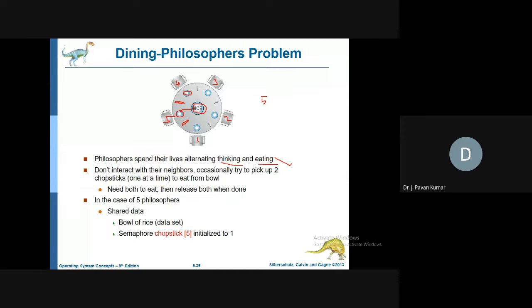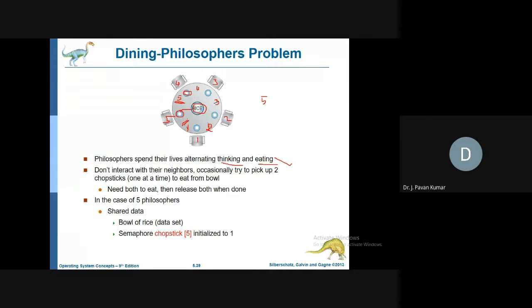Now you consider the first philosopher is having 1 and 2 chopsticks. How many chopsticks are we having around this table? Sorry, 5: 1, 2, 3, 4, 5. So a total of 5 chopsticks around this table, and for philosopher 1, chopsticks 1 and 2 are available. For 2, 2 and 3 are available. For 3, 3 and 4 are available. For 4, 4 and 5 are available. For 5, 1 and 5 are available.